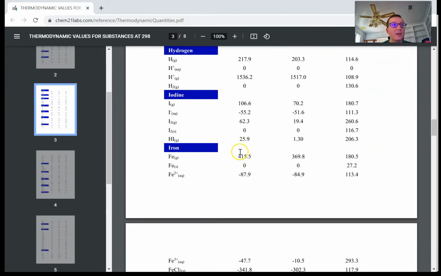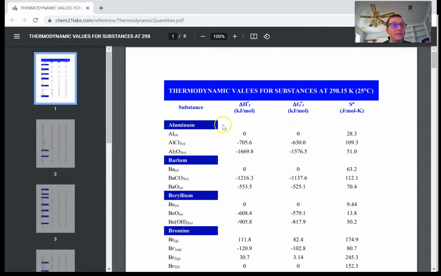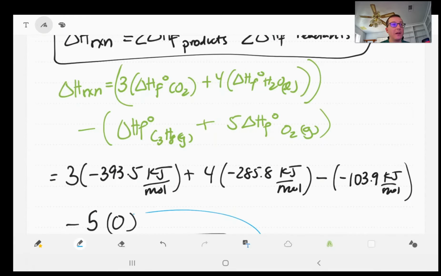Again, everything we're looking at in this class is this first column. This is the one we're looking at. If you take 113 next semester, we'll use the other two. But right now, we're just using delta HF. All right, so these are standard enthalpies of formation, and these aren't terrible. We can use them to calculate almost any reaction we wanted.